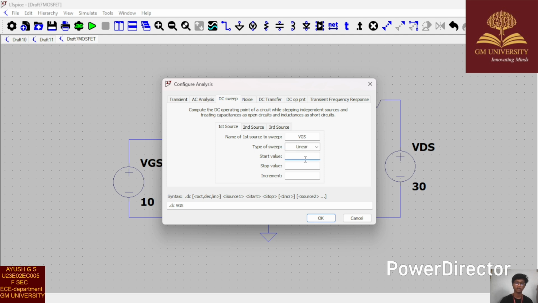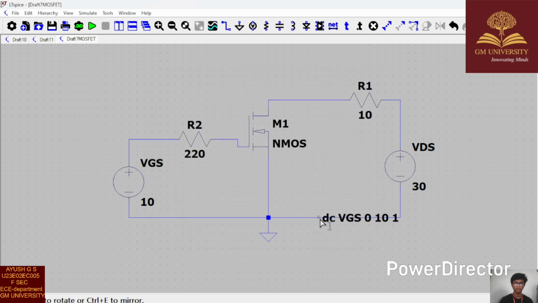So the starting value I can keep from 0, right? 0. Then the stopping value I will keep at about 10. The increment of each step I will keep as 1 volt. So these are the details of the first source, keeping the VDS as a constant, right?